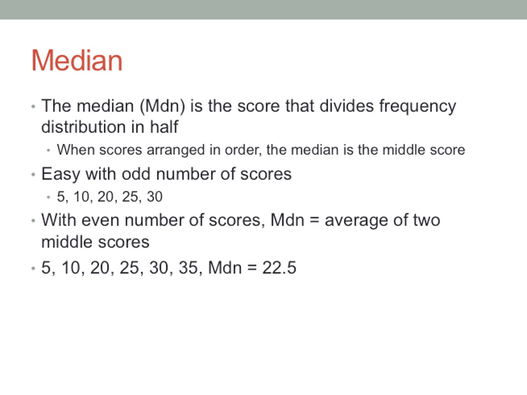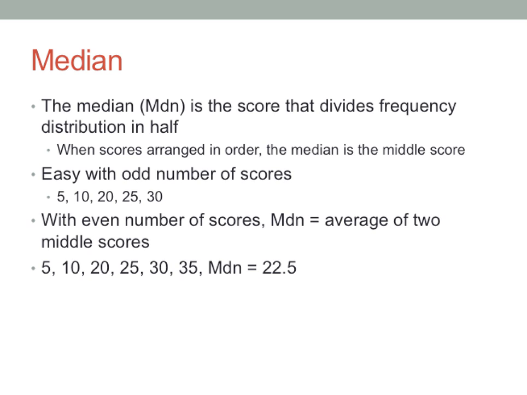So the median, or you can have MDN as the abbreviation, that's the score that divides a frequency distribution in half. Now, what's a frequency distribution? Well, it's just if you were to arrange all of the values in order, the median would be the middle score. So the frequency distribution is just all the scores arranged in order, and the median is the middle of there.